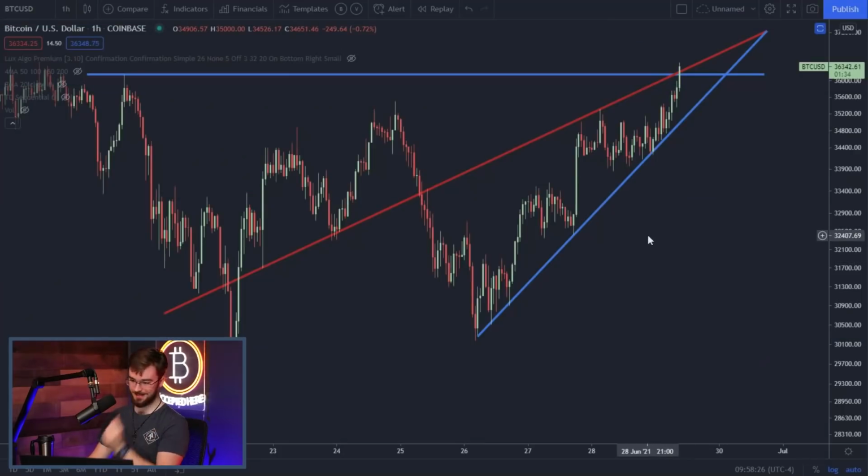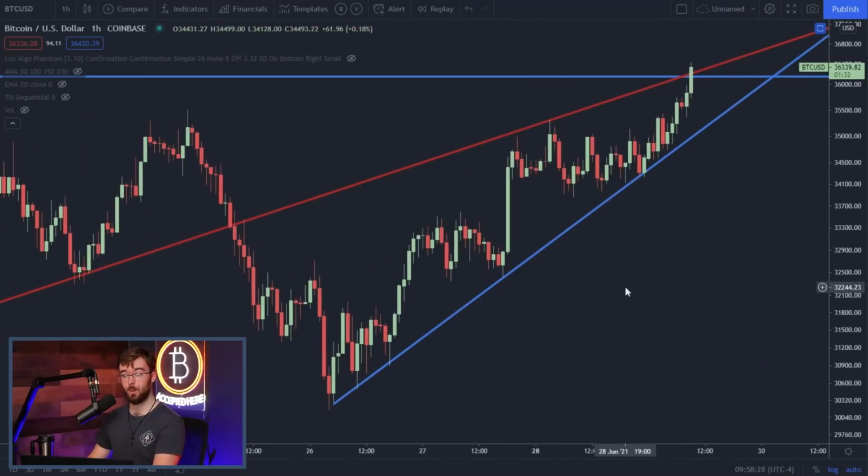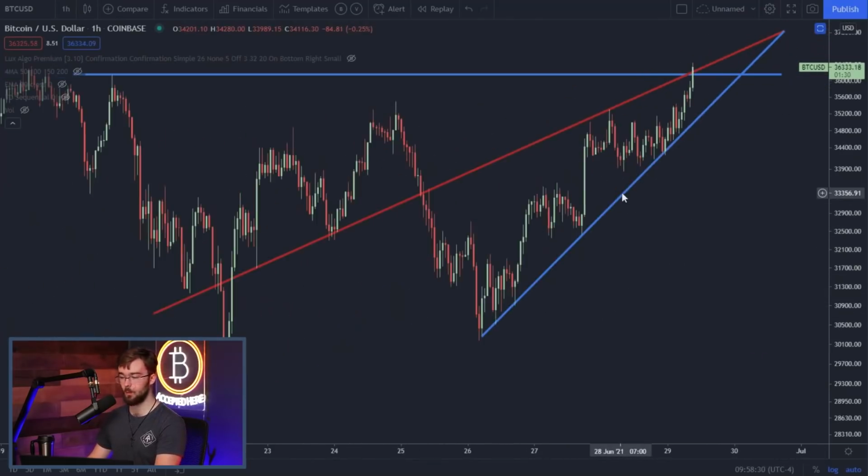Guys, we have some very interesting technical analysis to do on Bitcoin, so let's go ahead and jump onto the chart. We can see here that there is an ascending trading channel going on, an ascending wedge going on Bitcoin down on the 1 hourly chart.